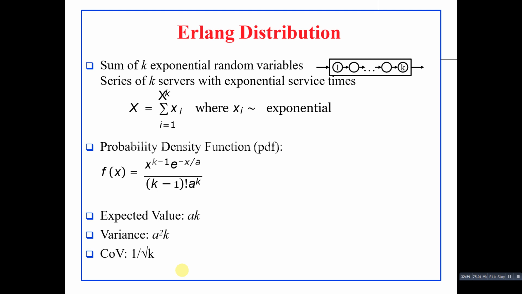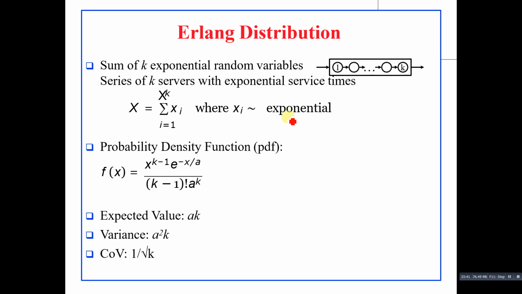Okay, we go for the second function, the Erlang distribution. What is the Erlang distribution? When you take many memoryless server variables, k exponential random variables, and you put them in series, 1 until k, a series of k servers with exponential service time, X is equal to a summation of Xi, i from 1 to k, where Xi is exponential.